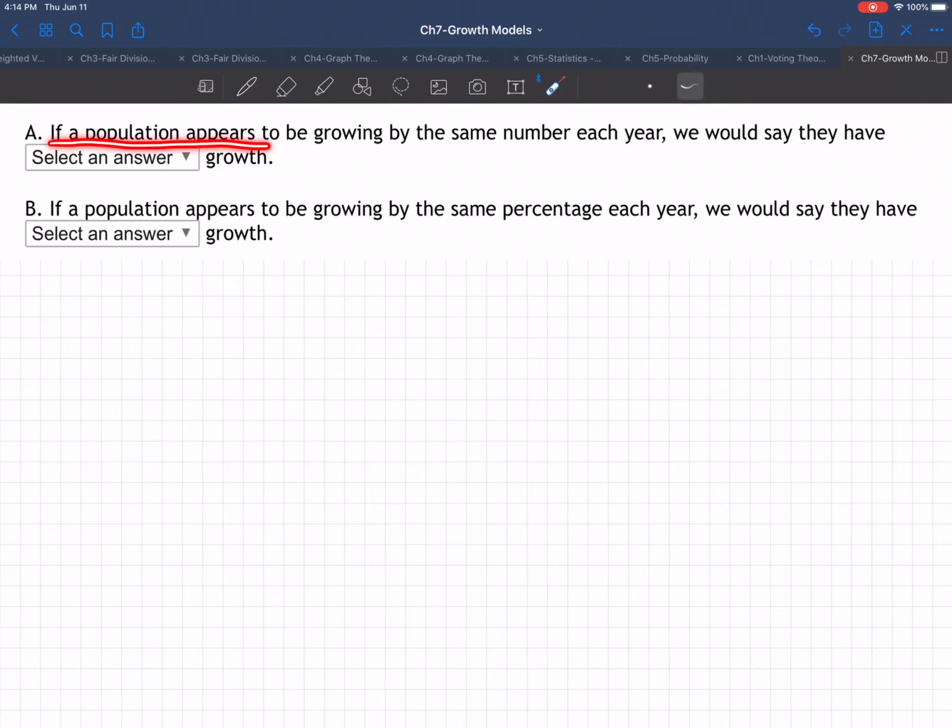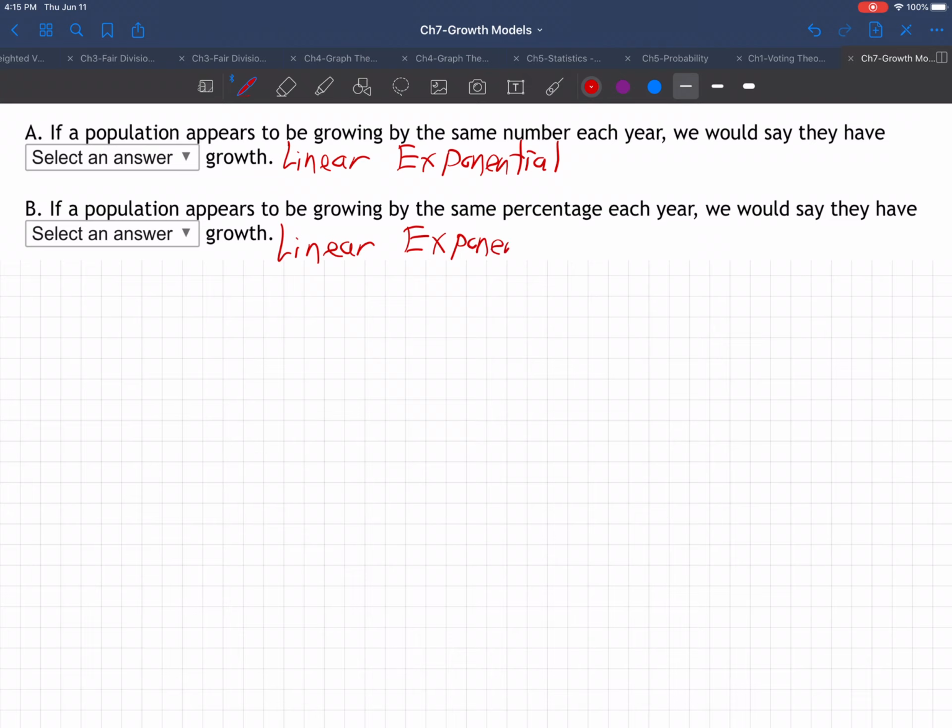If a population appears to be growing by the same number each year, we would say they have what kind of growth? So the two options, it's either going to be linear growth or it's going to be exponential. That's the purpose of this question, to help us distinguish the difference between linear growth and exponential growth. It's going to be the same thing down here. One of these is going to be linear and the other is going to be exponential. So what is linear growth?